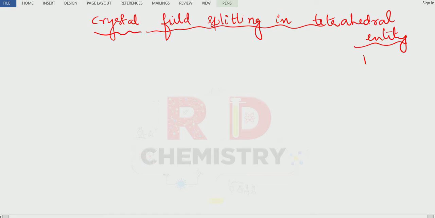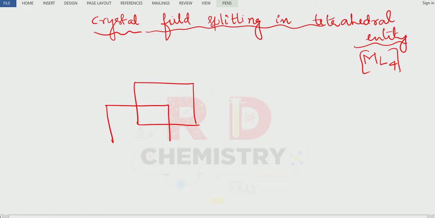Tetrahedral entity means there should be 4 ligands around the central metal atom. So let me go for the cube now, or the cuboid. Consider 2 squares, first square and the second square like this. Let me join the corners. Now I'll place the metal in the cube here.